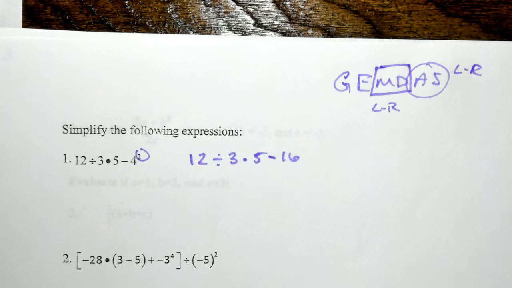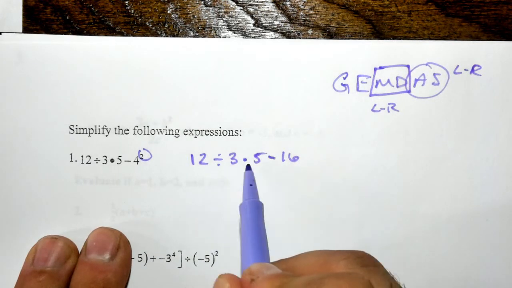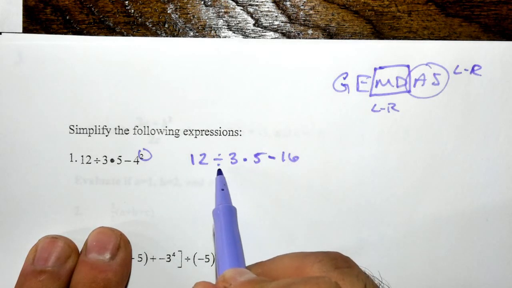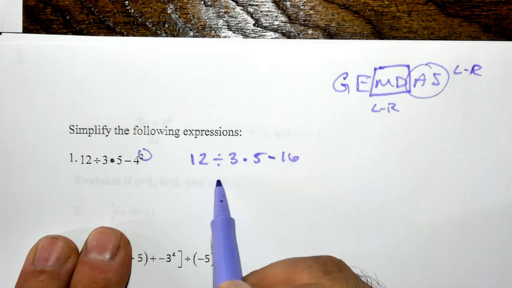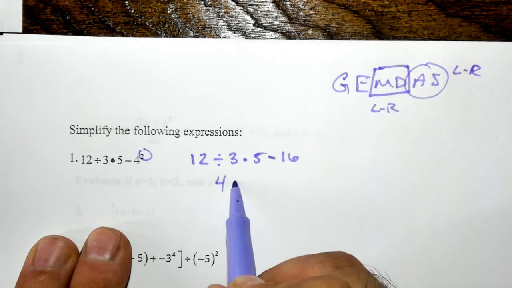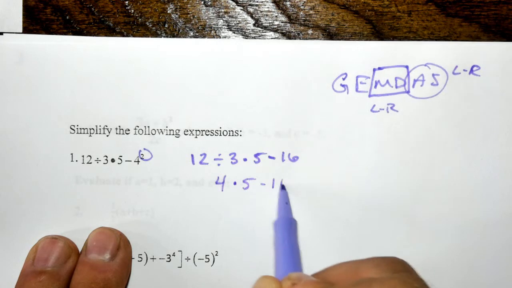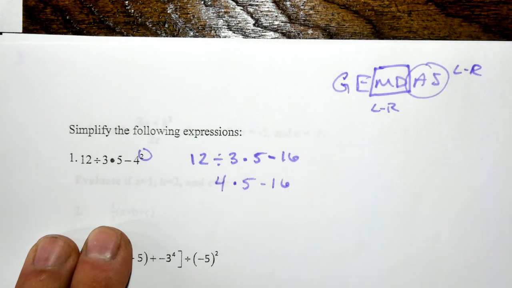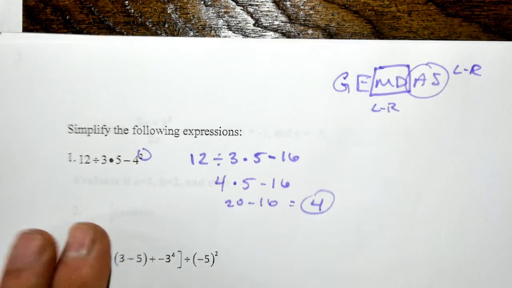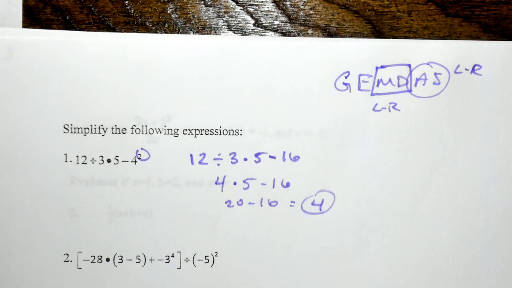This is going to be the first stumbling block this year for those that are a little bit careless with this. So as I'm looking at this problem, there's division and multiplication, but because division comes first, I am going to take care of 12 divided by 3. So that's 4, and I'm going to rewrite all the work. And now we're just left with multiplication and subtraction. So 4 times 5 is 20. So 20 minus 16, that equals 4. And that's how to do it.